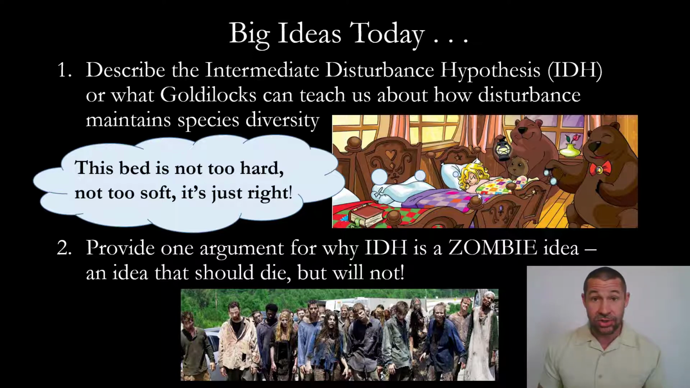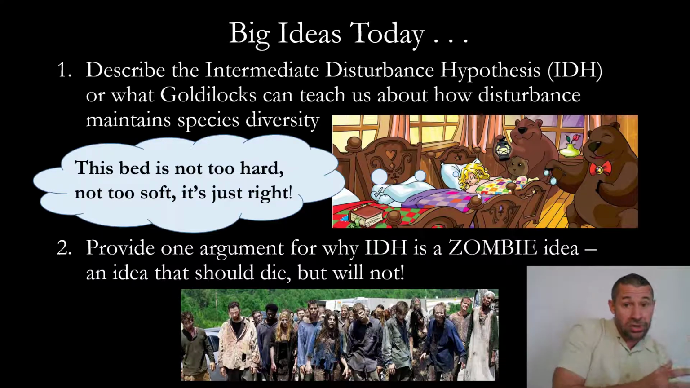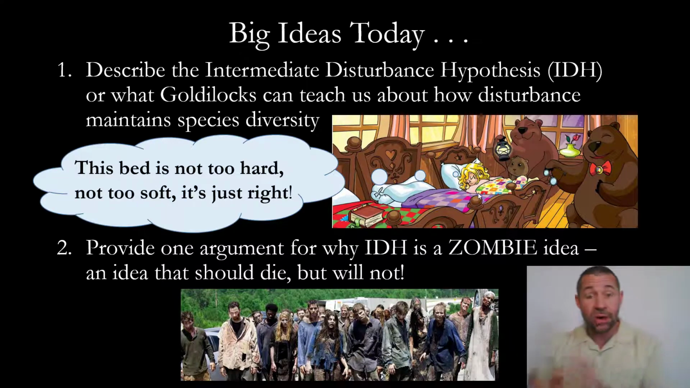So it turns out there's a number of parallels to the intermediate disturbance hypothesis in ecology. For an ecosystem to hold the maximum number of species, to have the greatest species richness or biodiversity, you can't have too much disturbance, but you also can't have too little.